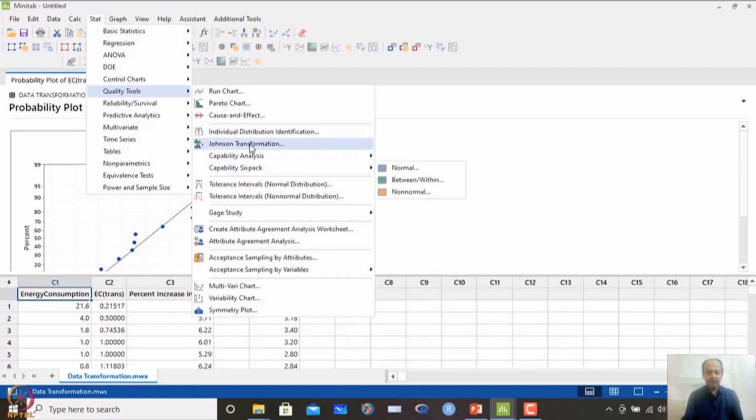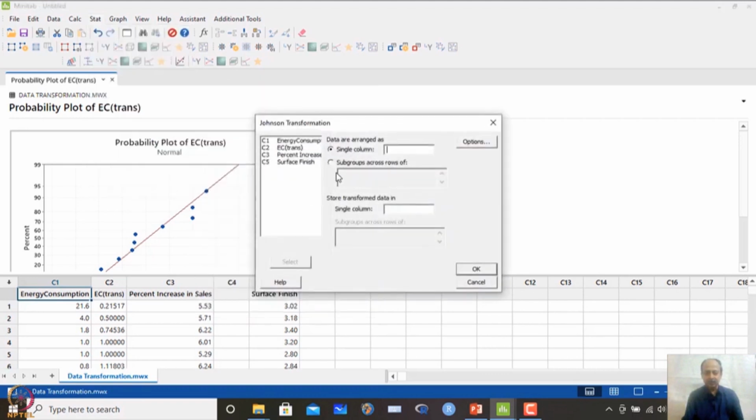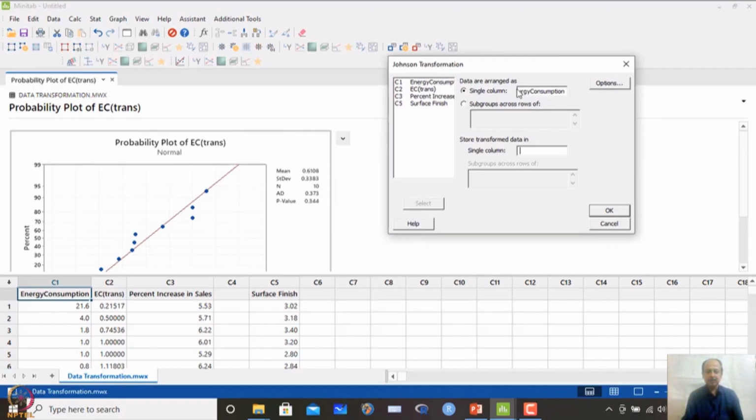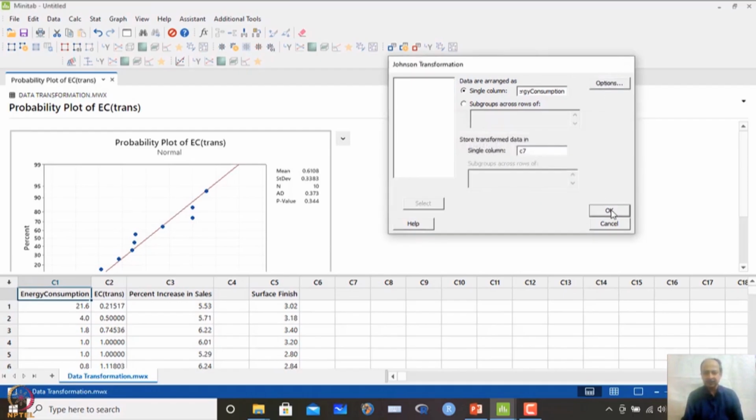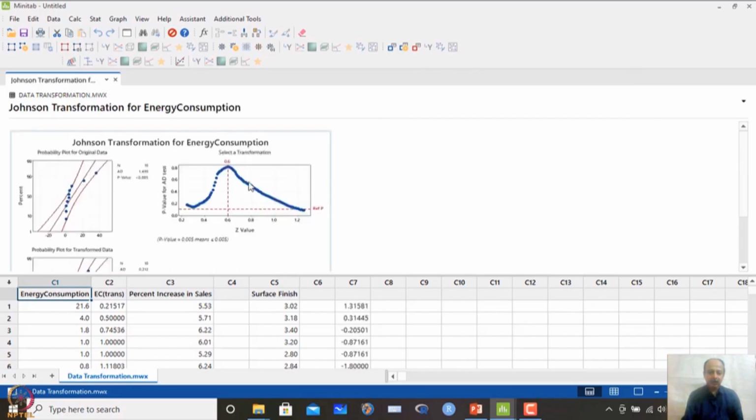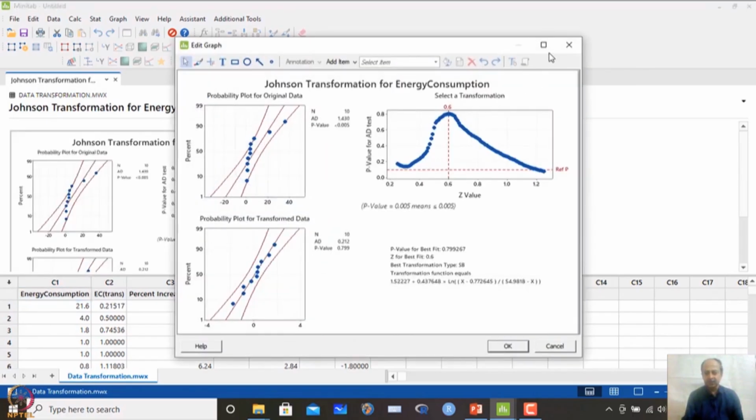Similarly, another option that can be explored is Johnson's transformation, which is available in quality tools. You go to Johnson's transformation and say where the data is: energy consumption. It will ask whether you want to store it. Let us store it in C7, because C2 is occupied now. For the p value option, you can ignore this at present and take the default, then go to OK, and it will give you some transformation.